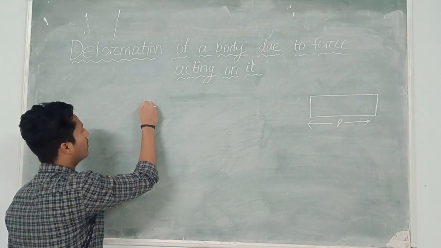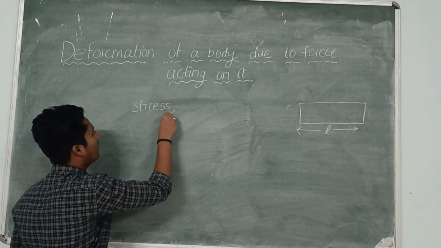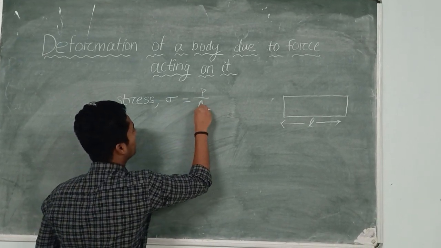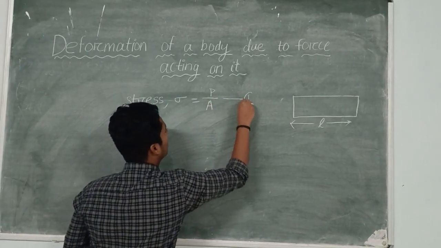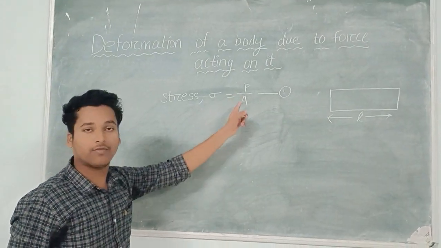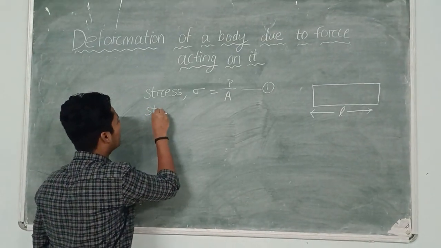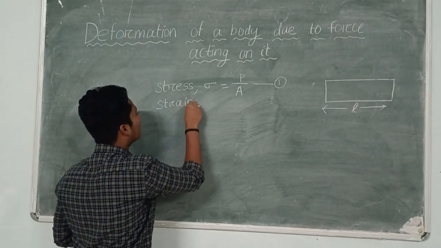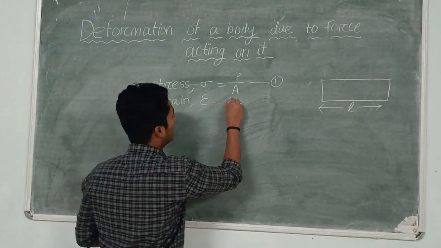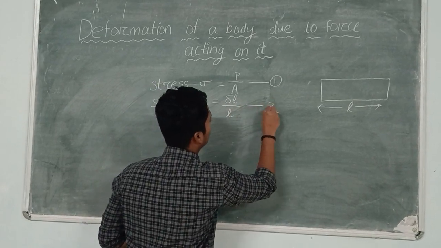And the student, we already know that stress is sigma, which is known as P by A, which is equation number 1. Stress is P by A, the amount of load per area, force per area we can say, and strain is designated by epsilon, that is del L by L, which is equation number 2.